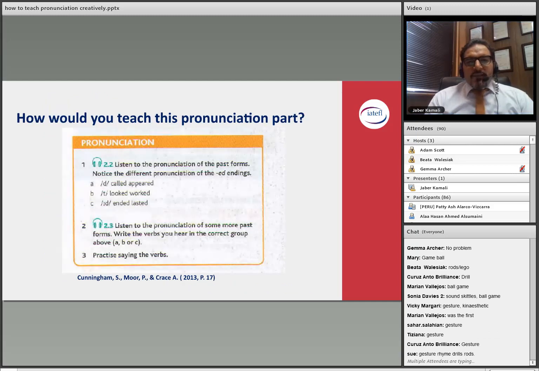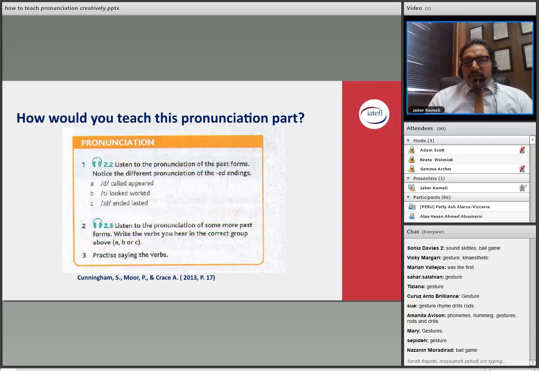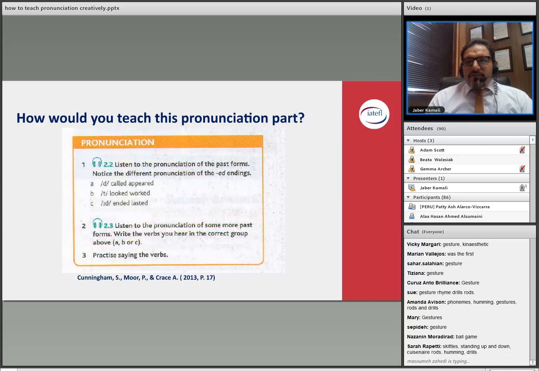Now, I've got a part of a famous coursework, Cutting Edge, 2013, from pre-intermediate. This is a part of pronunciation. I want you to think about it for 2 minutes and just tell me how you can teach this pronunciation part. Which of these techniques do you think is the best for teaching this pronunciation part? Thank you very much, guys.